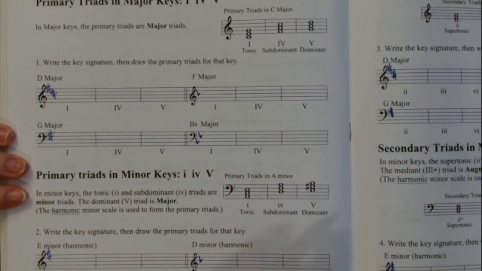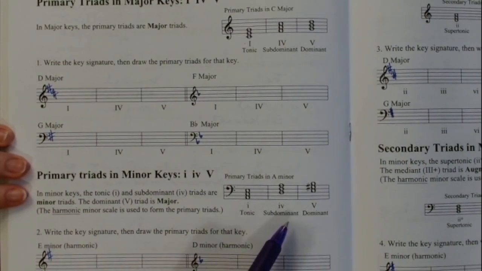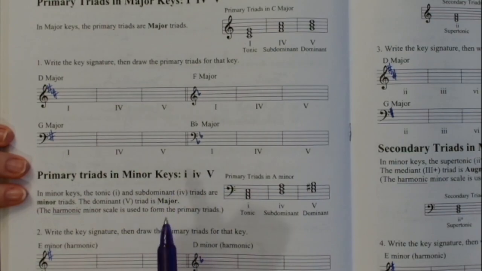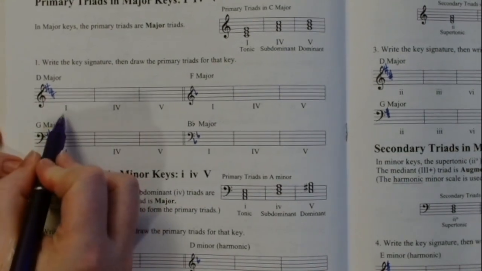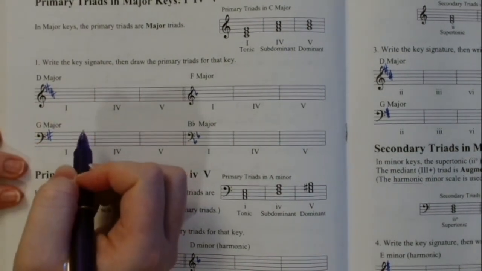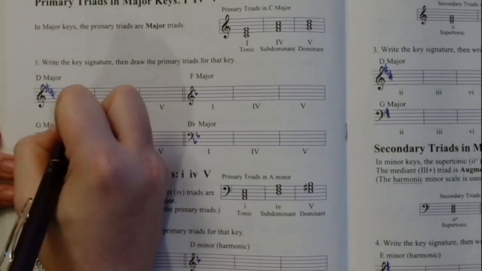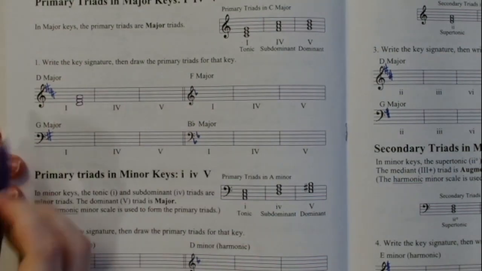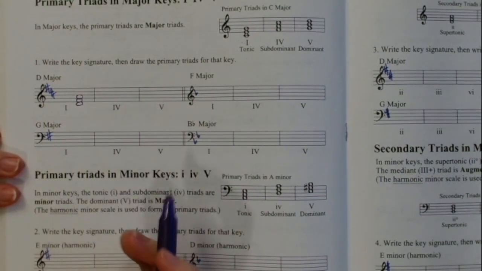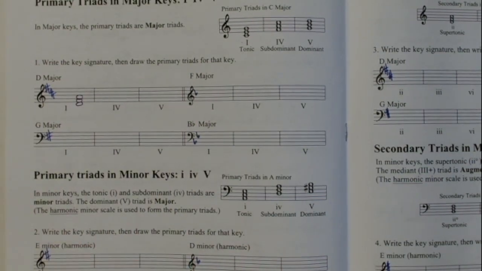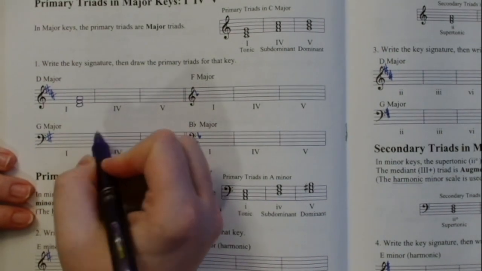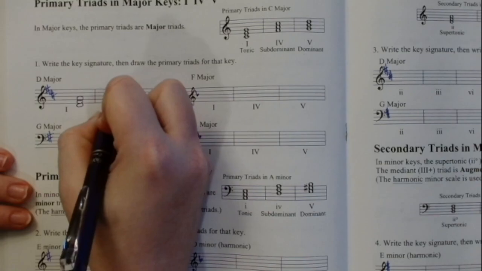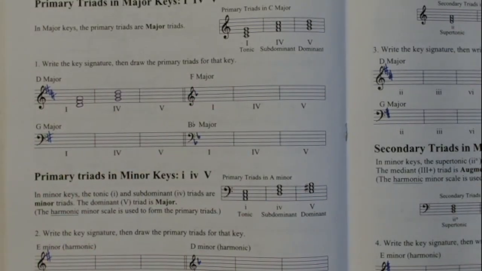For the first section, you're just going to write out your primary chords for D major, F major, G major, and B flat major. So for my 1 chord, I'm going to go to the 1st scale degree in D major, which is D, and I'm going to make a triad. So D, F sharp, A, and I already wrote my key signature out, so you don't have to write in your accidentals. The 4th scale degree in D major is G, so I'm just going to stack a G triad, and my 5th is A.